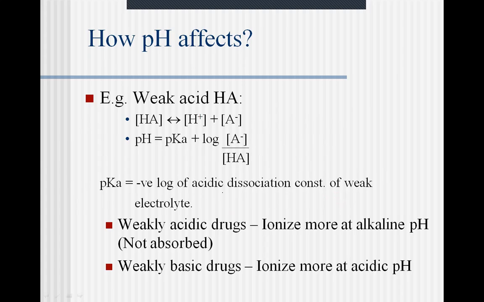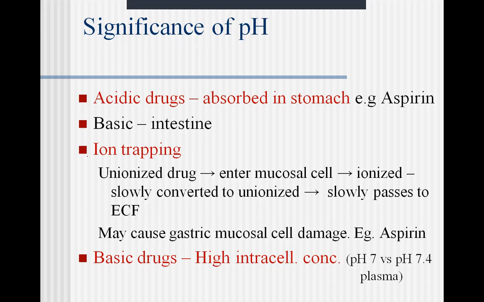So the pK is a negative log of dissociation constant of weak electrolyte. So weakly acidic drugs ionize more at alkaline pH and they are not absorbed, whereas weakly basic drugs ionize more at acidic pH. So this particular thing leads to a phenomenon that is known as ion trapping. Now, what is the significance of this ion trapping?